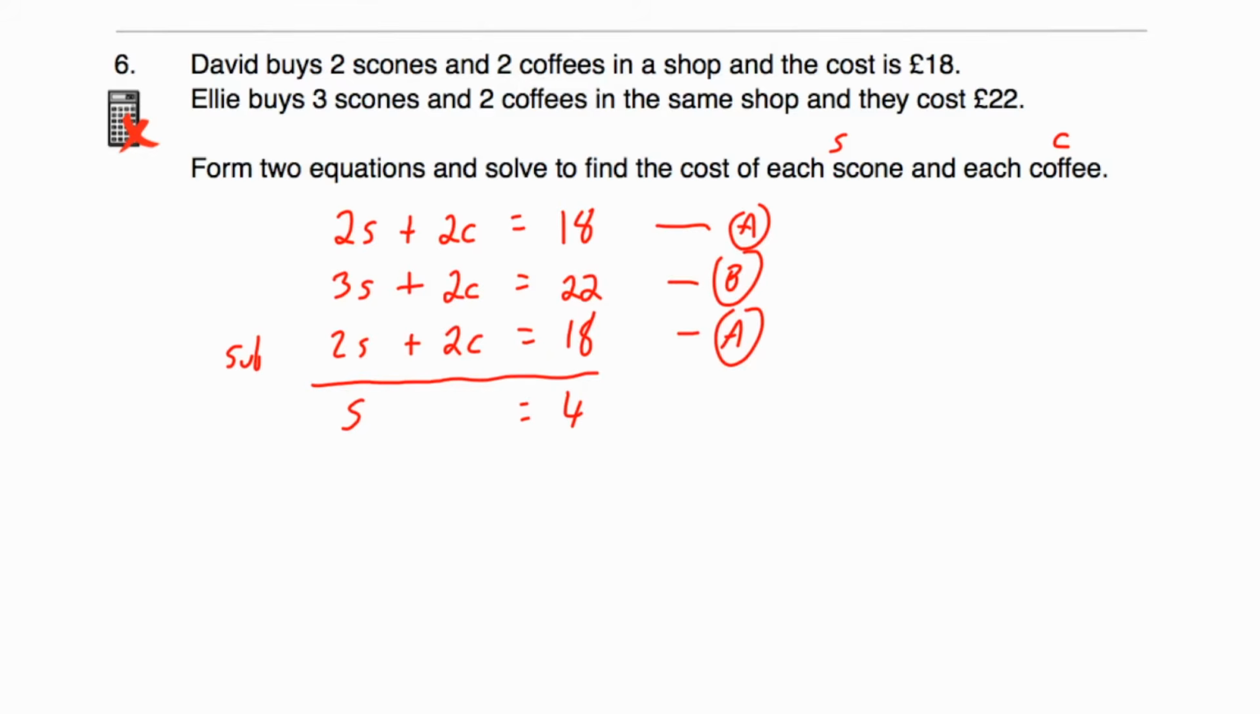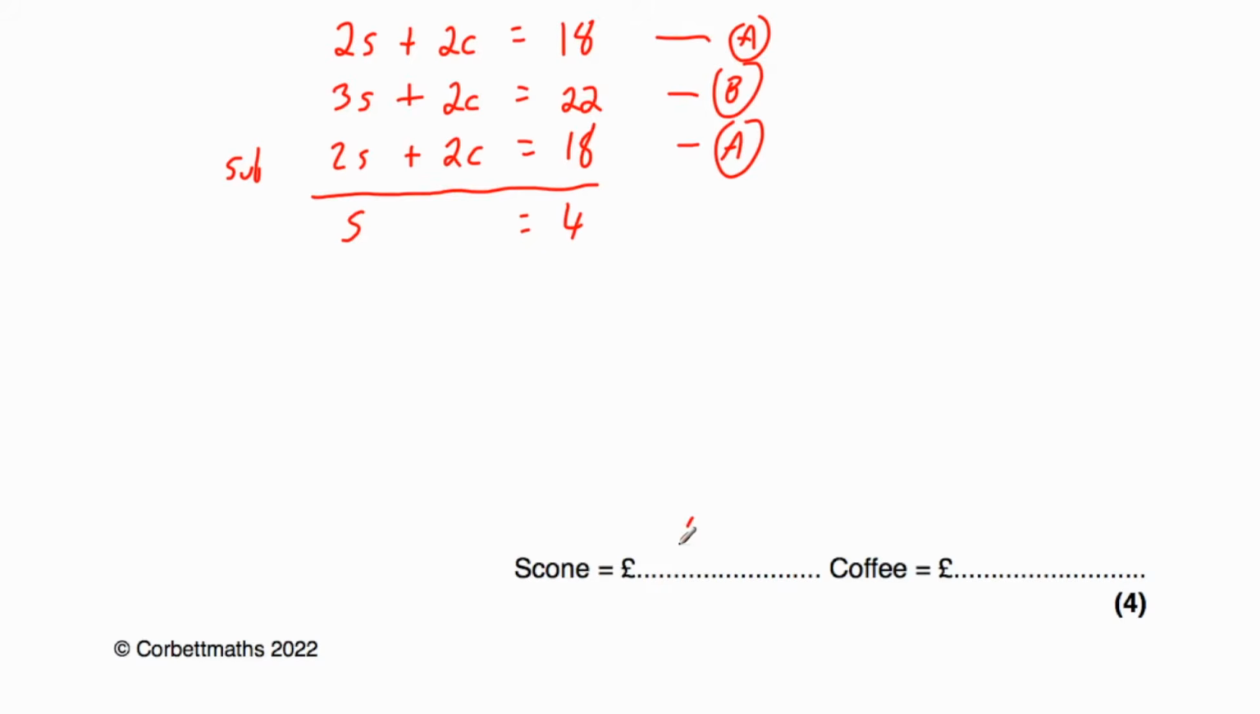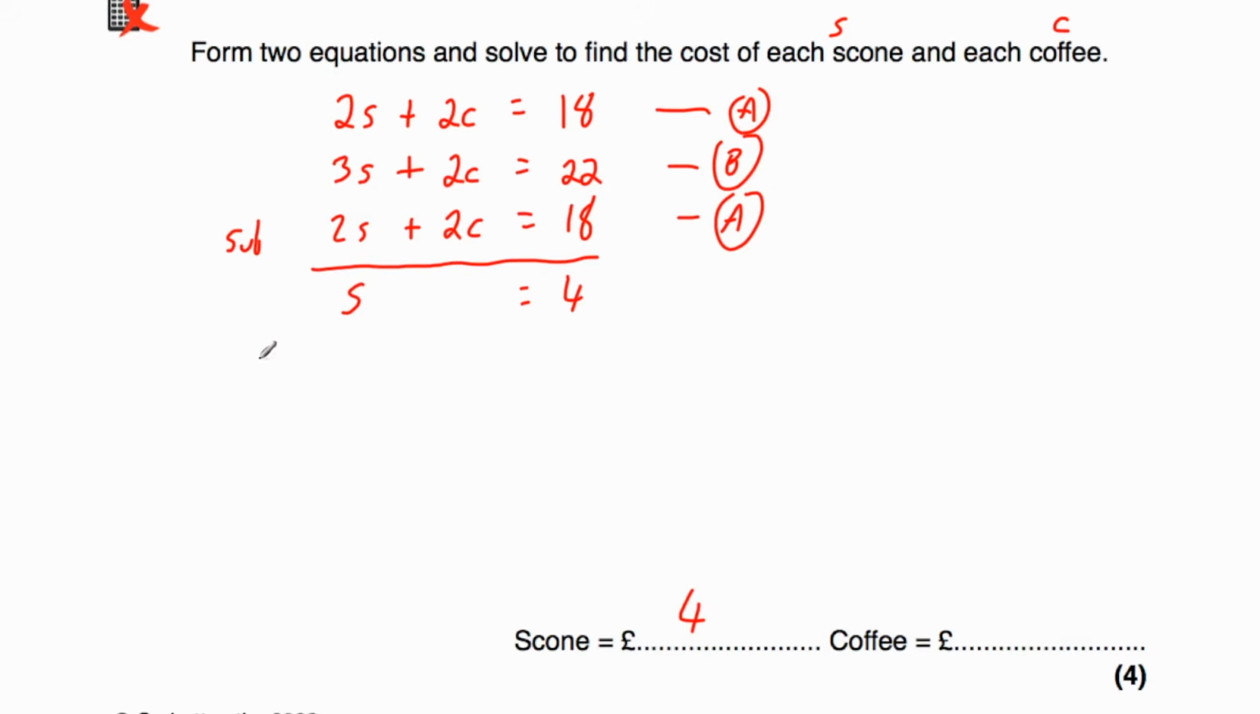So that's great. We've got the cost of a scone is equal to £4. Now let's find the cost of a coffee. So let's substitute S equals 4 into equation A. So we've got 2S, so that's going to be 8, plus 2C equals 18.